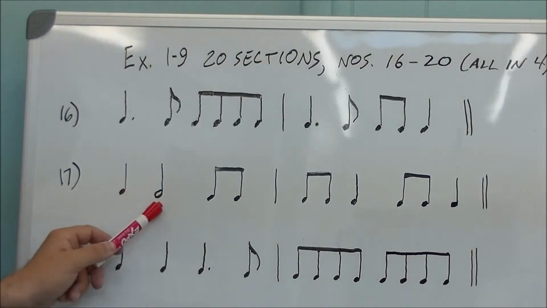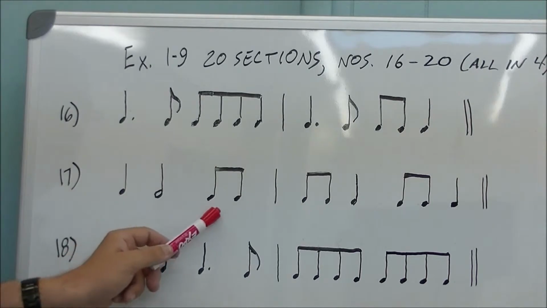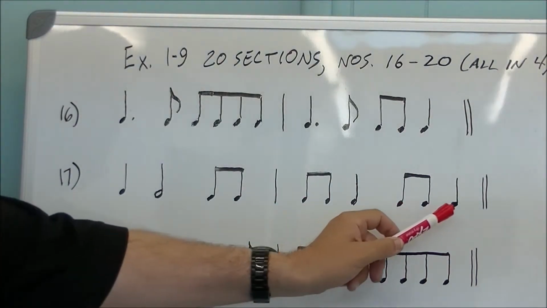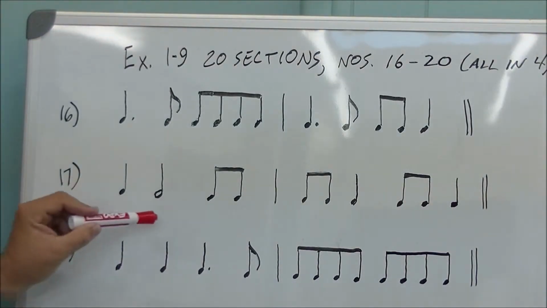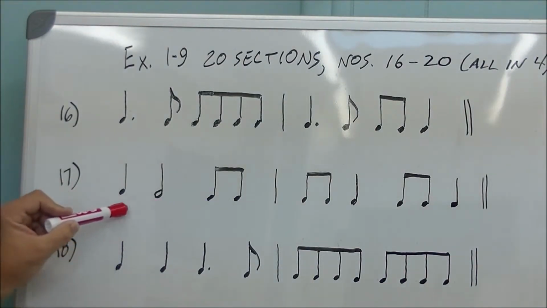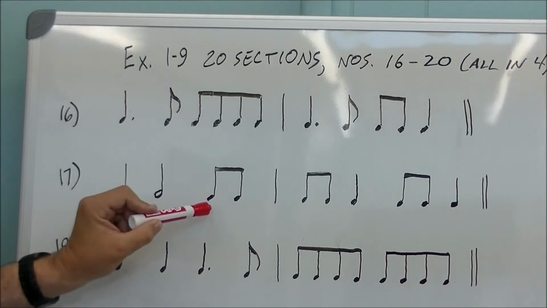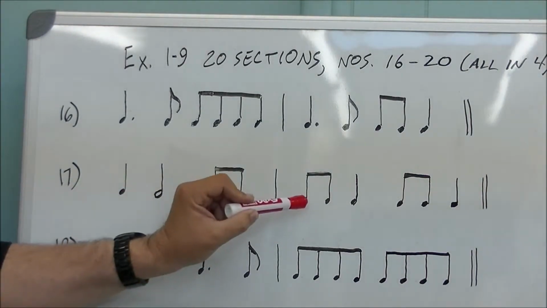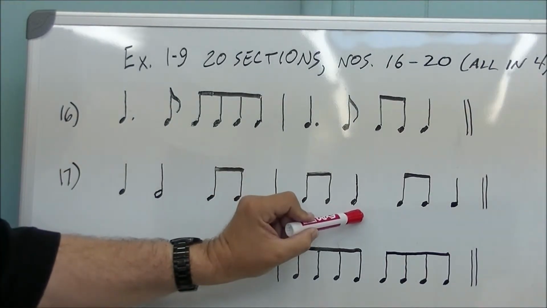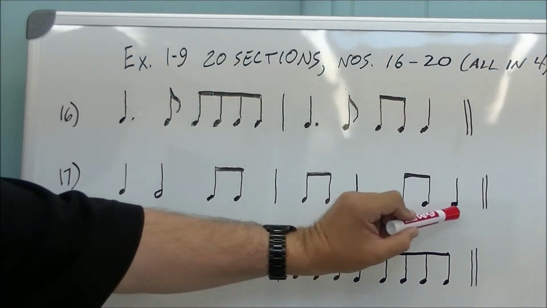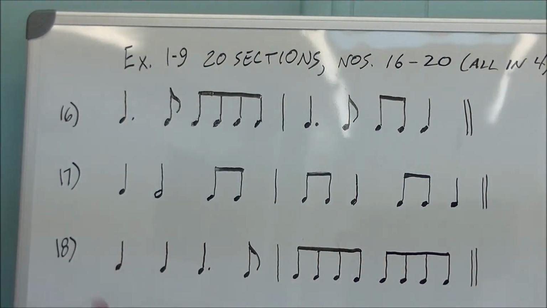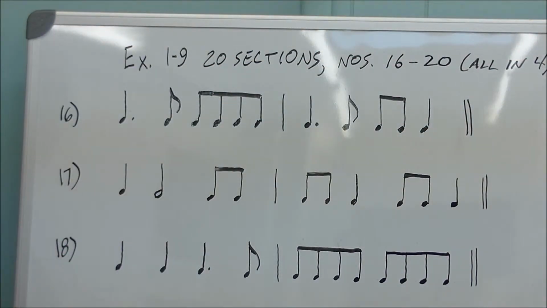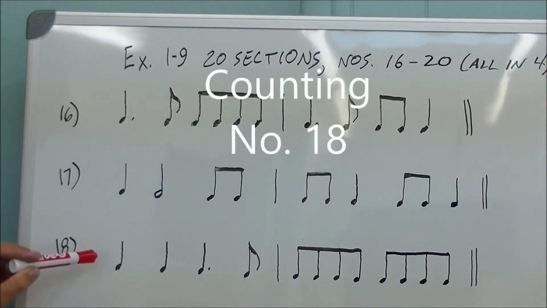1, 2, 3, 4, and 1, and 2, 3, and 4. This is a half note, takes up 2 counts. 1, 2, silent 3. This is the 4th count divided in half, 4 and. 1 and, 2, 3 and, 4. Remember, we're in 4/4 time, so every count is a quarter note. Let's look at number 18.